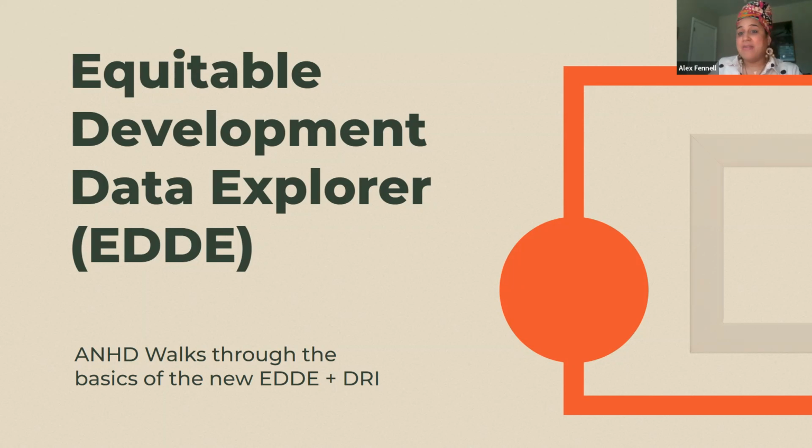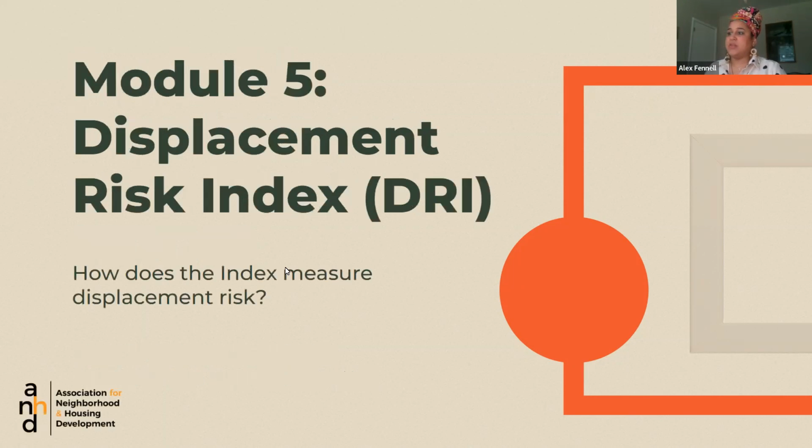So if you have been with us over the past few modules, we have covered a lot. Today, we are going to be jumping into module number 5, which is the Displacement Risk Index. The Displacement Risk Index is different than the Equitable Development Data Explorer. It's alongside it. It's hosted in the same place. It's part of the tool, but it has its own name and its own functions.